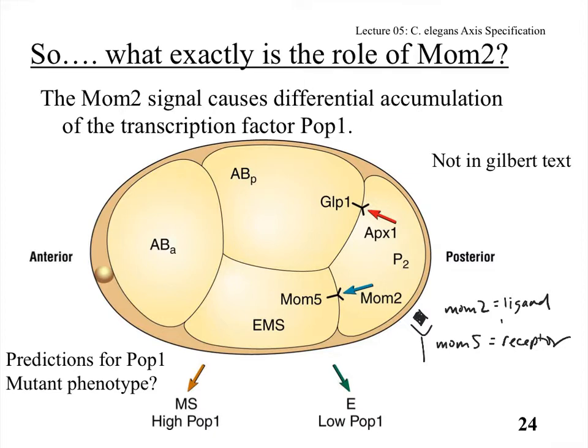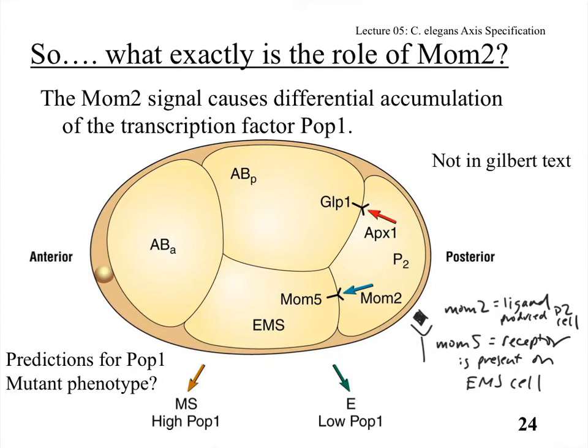The ligand, again, is produced by the P2 cell, which is on the posterior side, and the MOM5 receptor is present on the EMS cell. And so we need both of these things to be present. We need both the receptor, MOM5, as well as the ligand, MOM2. And both of those parts are the conditional signaling that takes place for the P2 cell to tell EMS to produce both mesoderm fates as well as endoderm fates.